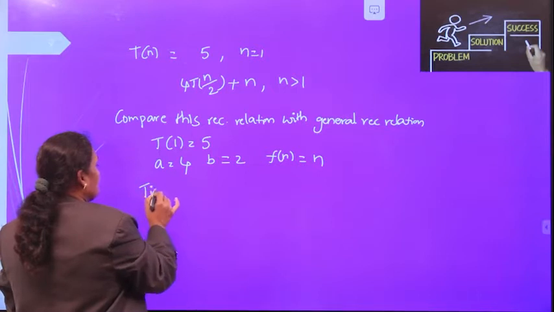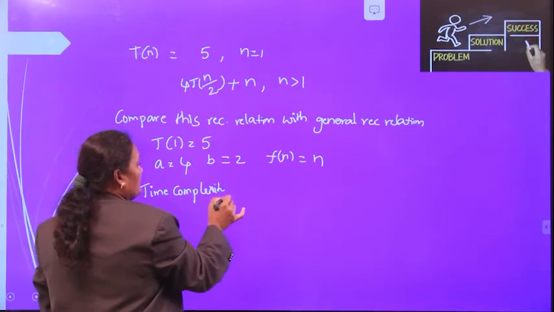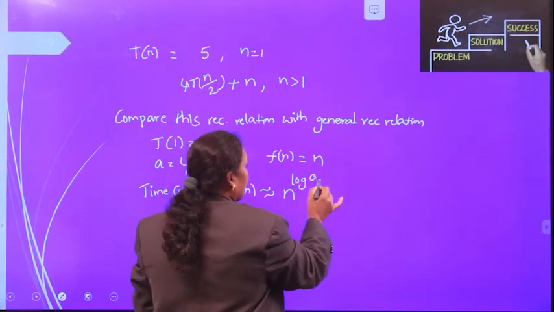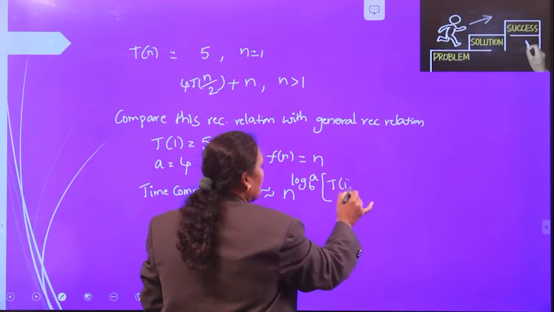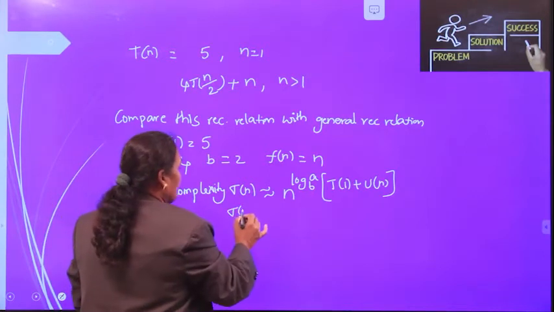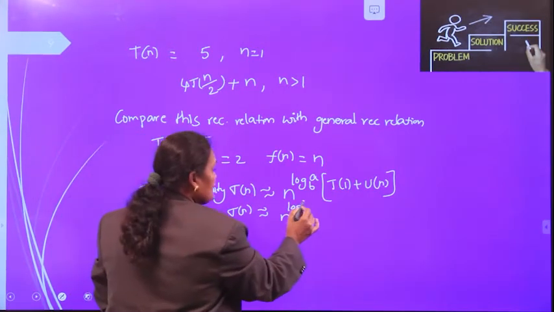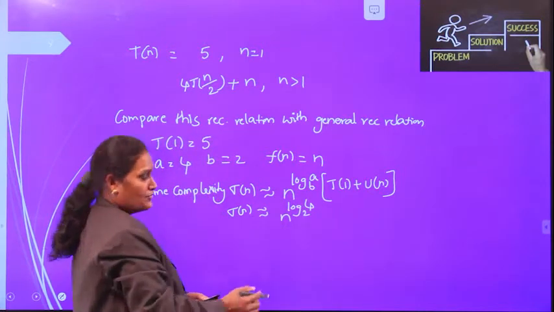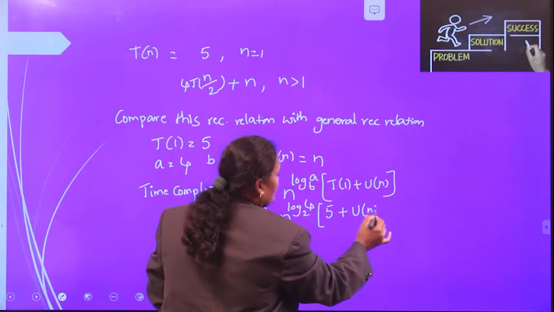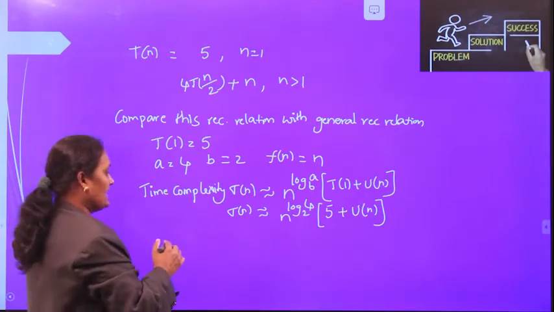Now the time complexity T of n becomes n power log a base b into T of 1 plus u of n. This is equal to n power log, what is a? Here a value is 4 and b value is 2. Log 4 base 2, here T of 1 is 5, plus u of n. Here I don't know the value of u of n. I need to find the value of u of n. Now how to find the value of u of n?